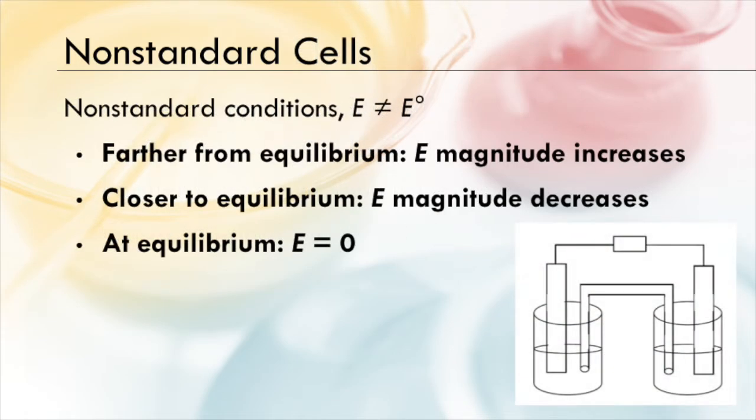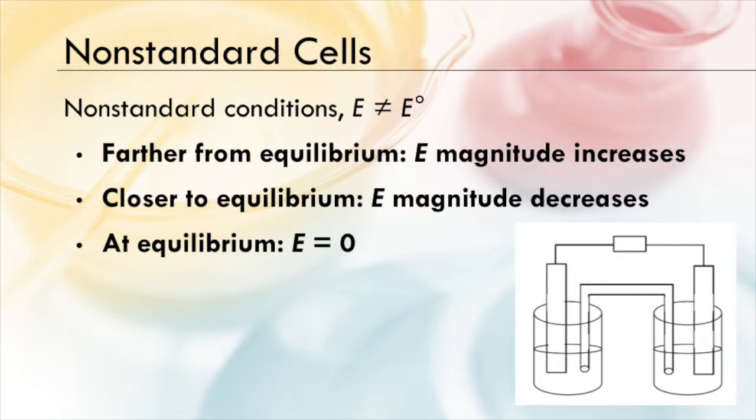Are you confused yet? If so, then stop the video and play it over again from the beginning before moving on. Or just remember this: the focus is on the magnitude of E. If the reaction is farther from equilibrium than it would be under standard conditions, E has a greater magnitude. It's further from 0. If the reaction is closer to equilibrium than it would be under standard conditions, E has a smaller magnitude. It's closer to 0.